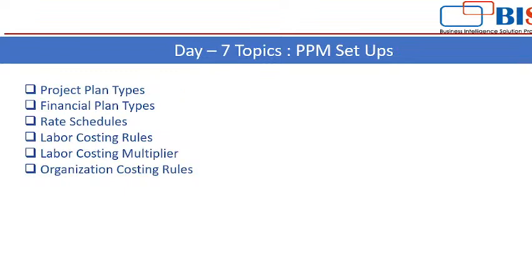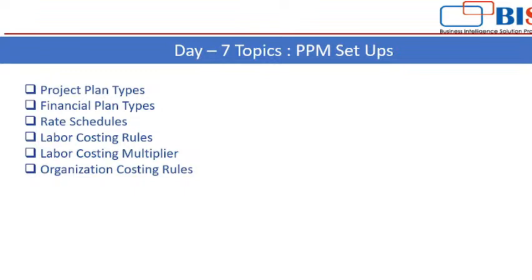Then we have seen how to create the project plan type and where to use these project plan types. So project plan type works on the task level, and with this task we can use it for the scheduling purpose and for planning purpose. And the financial plan type is used for creating the budget in the project. It works at project level.